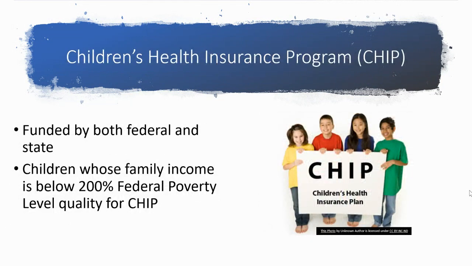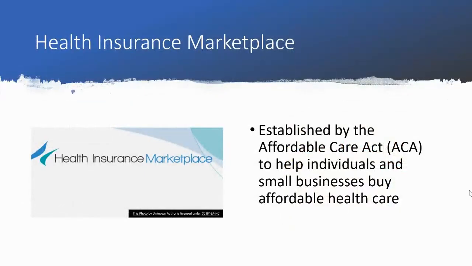The Children's Health Insurance Program, or CHIP, is funded by both federal and state, so therefore it's different by each state. And it's really meant to serve children whose family income is below 200% of the federal poverty level. That is what it qualifies for CHIP. And I will go over the federal poverty level in a few minutes. And then finally, we have our health insurance marketplace, which was established by the Affordable Care Act, the ACA. And it's meant to help individuals and small businesses buy affordable health care.